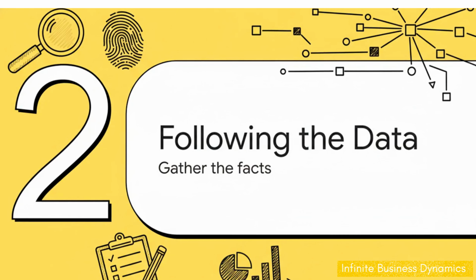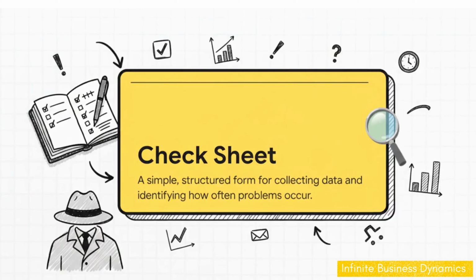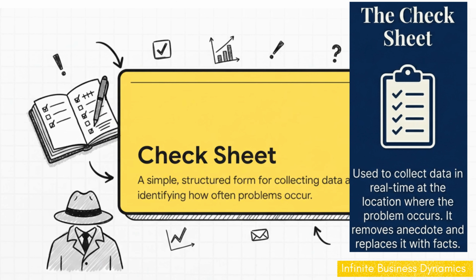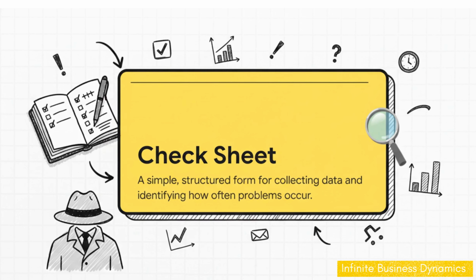Every single good investigation starts with the exact same question. What is actually happening? Before we jump to any theories, before we have any hunches, we have to get to the scene and collect the hard evidence. It's time to follow the data trail. Our first tool is the check sheet. And honestly, it's as simple as it sounds. It's the detective's notepad, a structured way to log every incident and just count how often different problems are happening. No opinions, no assumptions, just the raw, cold, hard facts.